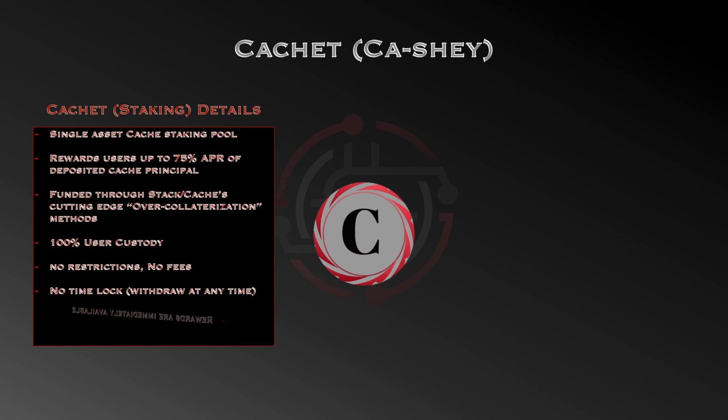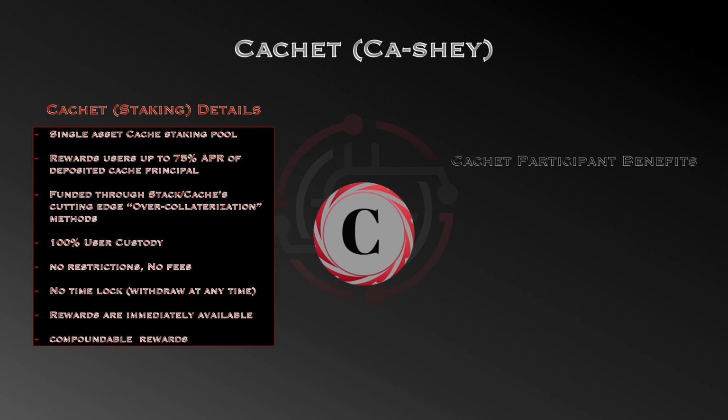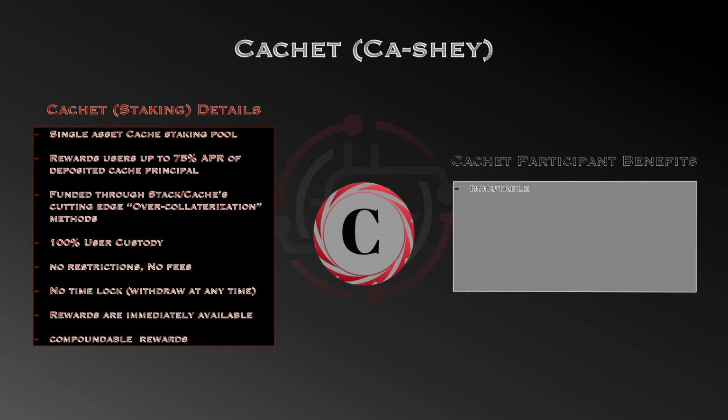Another part of Cache that makes it unique is that the rewards that you earn are available immediately. And in addition, users can also compound their cash rewards to earn more Cash token rewards. So let's talk a little bit more about the Cache participant benefits. The Cache smart contract is immutable, meaning that it's not going to change. Cache is also similar to a checking or a savings account in a traditional bank. However, it offers much higher and sustainable APRs.